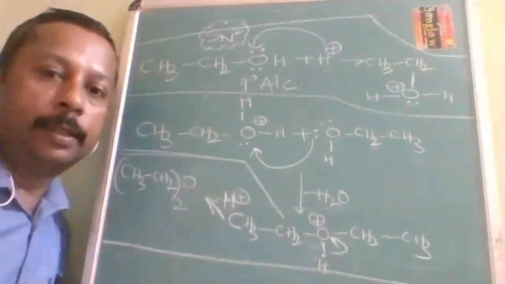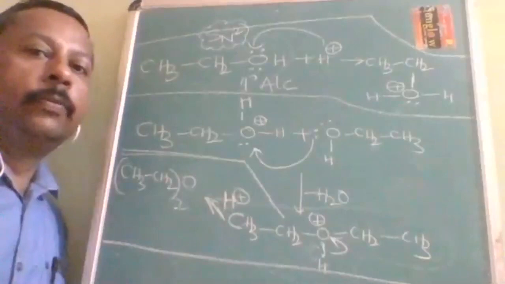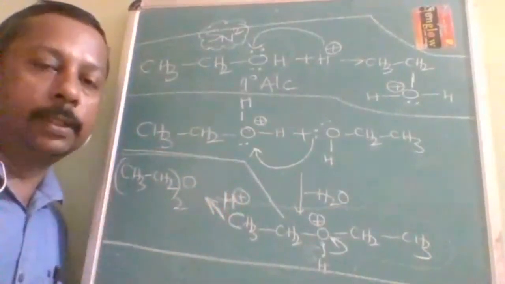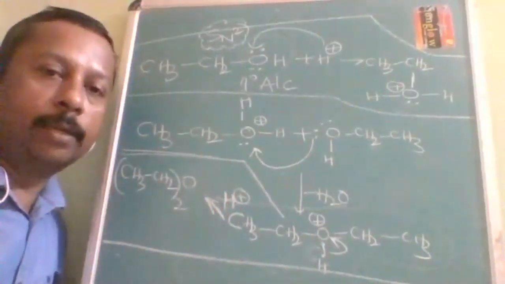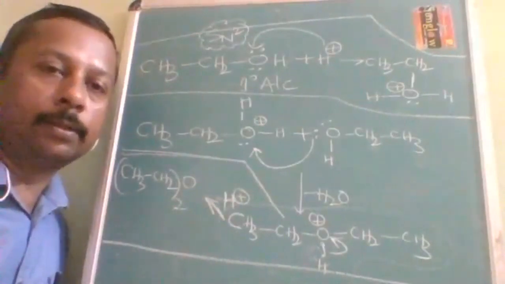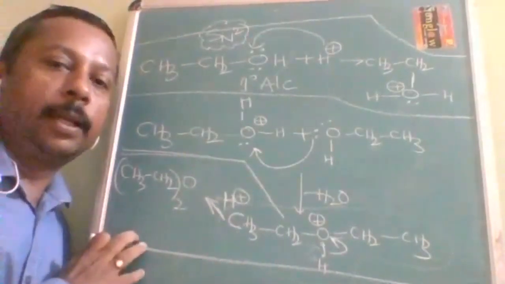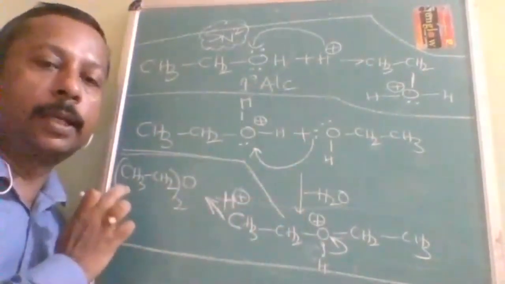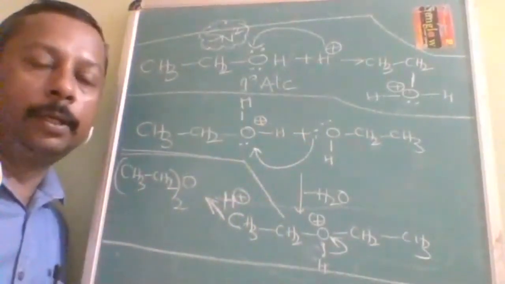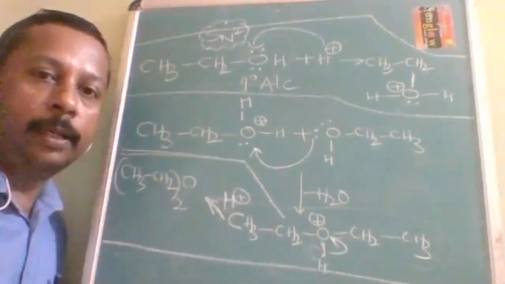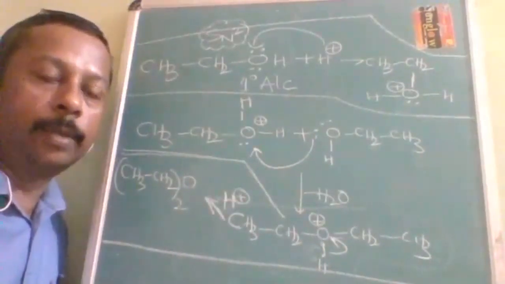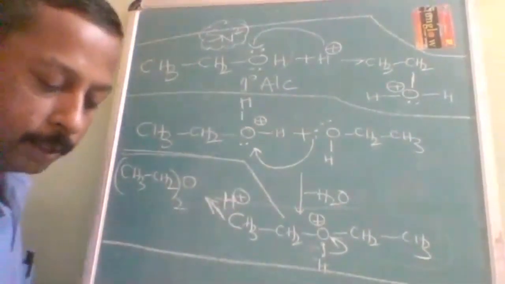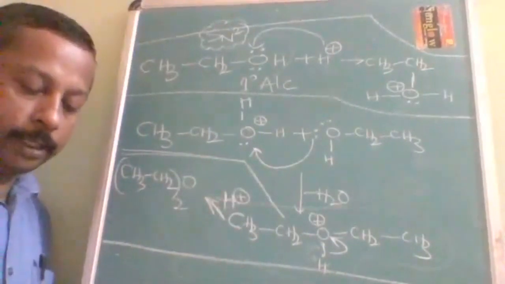So ethers involving alcohols which are 2-degree or 3-degree will not give this type of ether. Understood? Primary alcohols can participate in this entire reaction due to low steric hindrance, and a good yield of ether is found. Is it understood? So this is the mechanism of preparation of ethers by using concentrated sulfuric acid at a low temperature, at what temperature? 140 degrees Celsius.